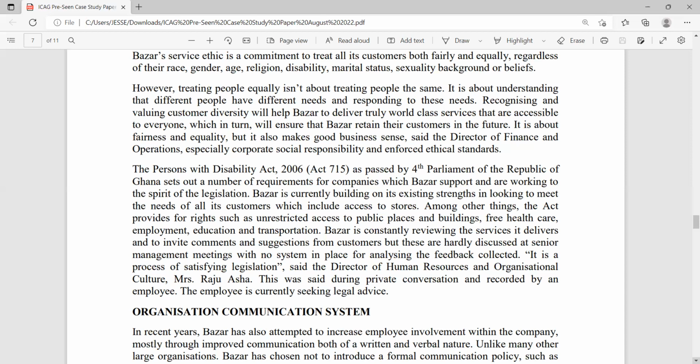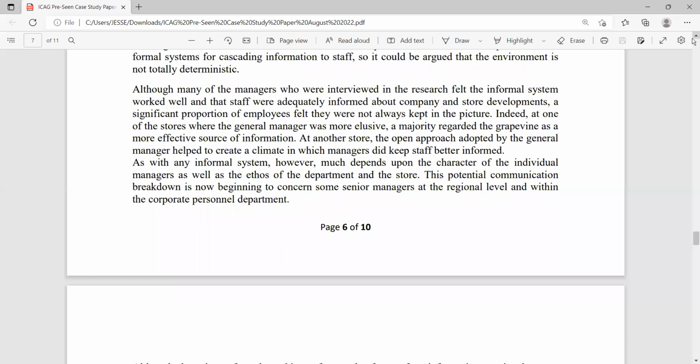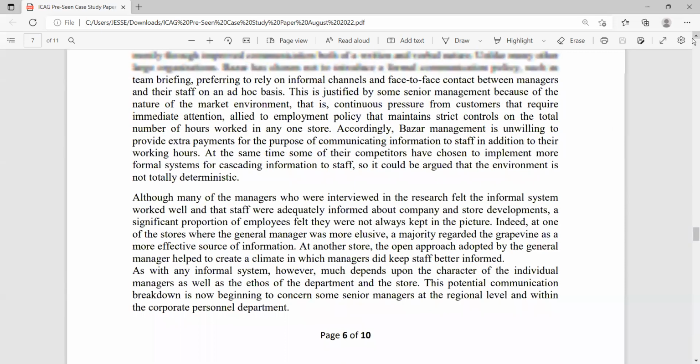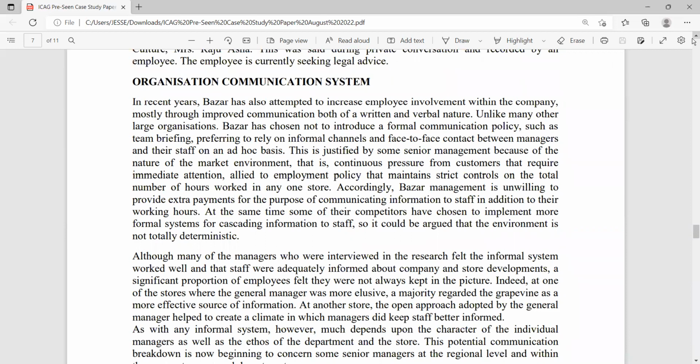Very, very important. Now let's move on to the organization's communication system. Very, very key. In recent years, Bazar has also attempted to increase employee engagement. We've talked extensively about employee engagement, so I wouldn't touch too much on it, mostly through improved communication, both of a written and verbal nature. So Bazar is deploying the different channels that it can use to communicate and to engage employees.